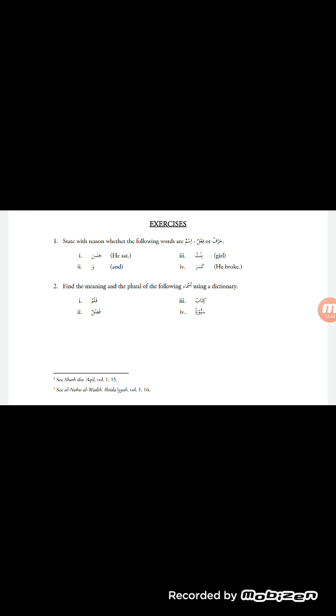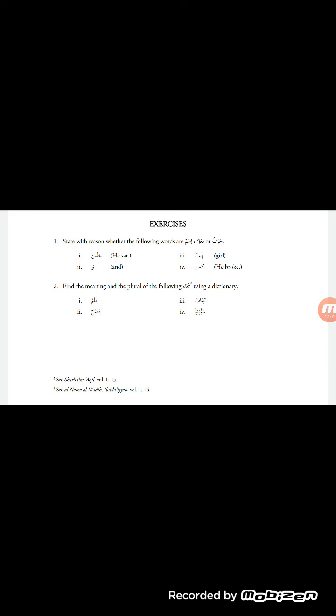Exercises: state with reason whether the following words are ismun, fi'lun, or harf. Noun, verb, or a harf particle. Jalasa, he sat. This is a verb, past tense. He sat.